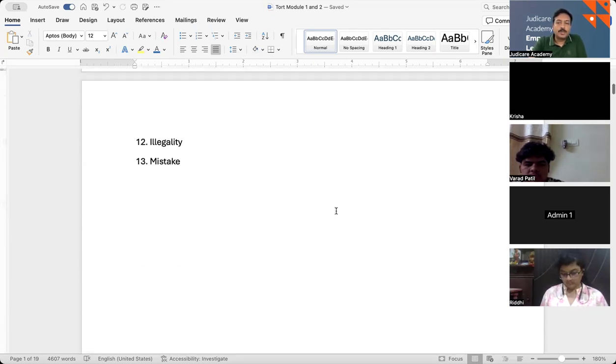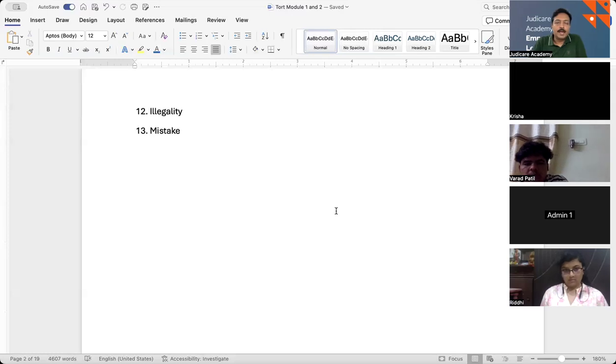The last two topics are illegality and mistake. So this is again a defense of illegality. The defense of illegality asserts that a plaintiff should not be allowed to pursue a legal remedy if it arises from an illegal act. So if it is arising from an illegal act, the person is not allowed to pursue a legal remedy. This principle maintains that one cannot seek legal redressal for a wrong that is itself rooted in unlawful conduct.